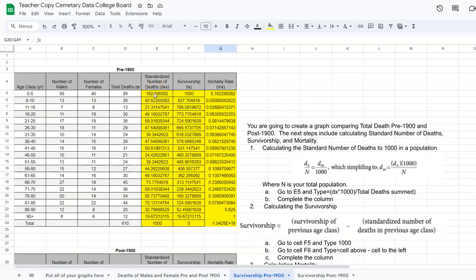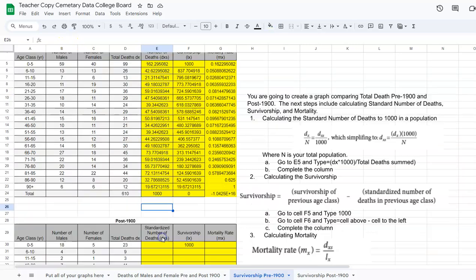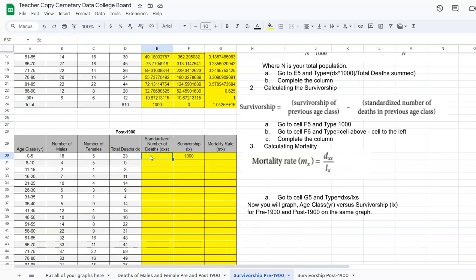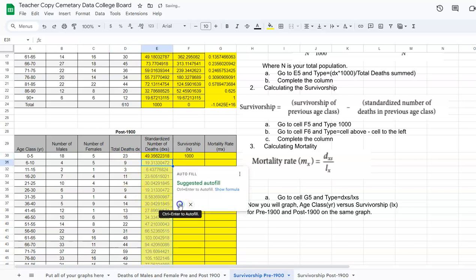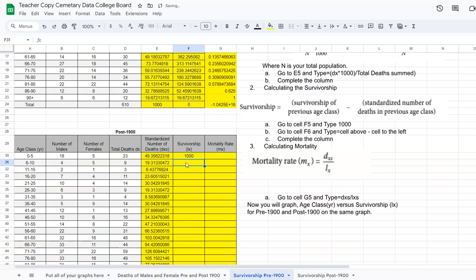Remember, you can always click on a cell if you forget what you did. If I click on this cell and go up here, it tells me exactly what I did. I took this cell, which is D5, multiplied by 1,000 divided by 610. So we're going to do something similar down here, but instead we're going to say equals, again, this cell times 1,000 divided by, this time, 466, enter. And autofill. The rest is going to be the same.